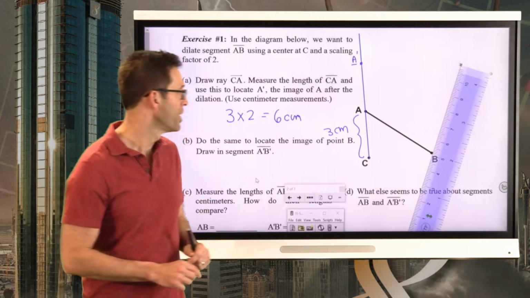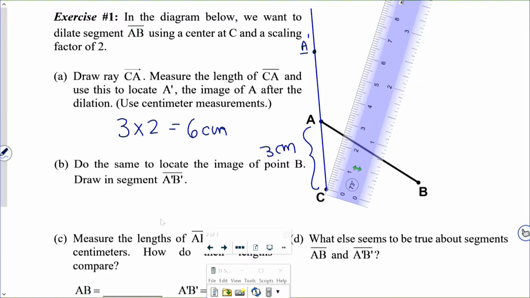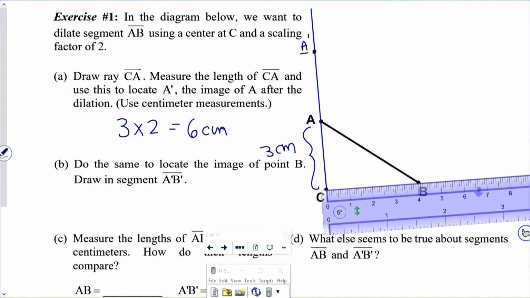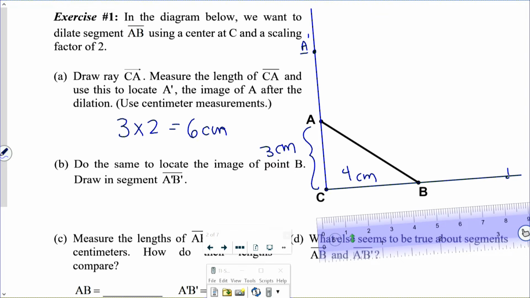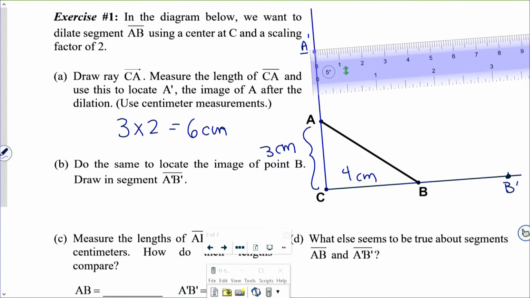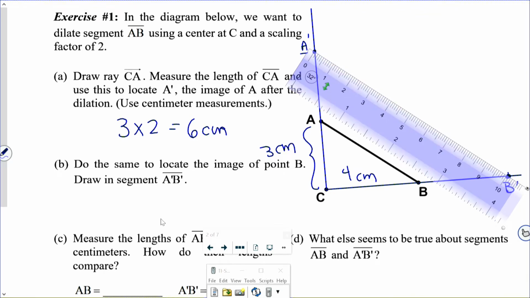All right, let's do it. We're going to put sort of our origin, if you will, at point C. The origin being the 0 point on our ruler. We can see that that's 4 centimeters. So therefore, our new point has to be at the 8 centimeter mark. I should just mark off B prime. And the other thing they ask me to do here is to then draw in segment A prime B prime. So let's do that right now.